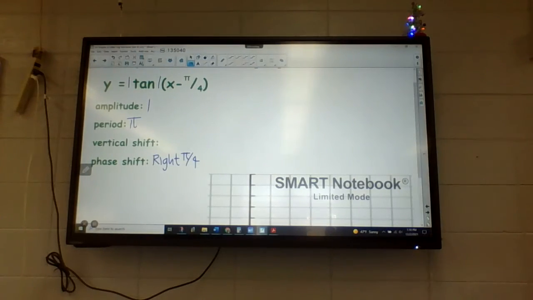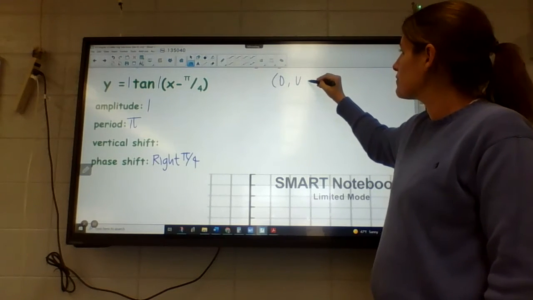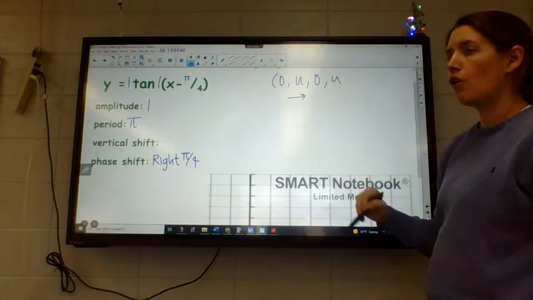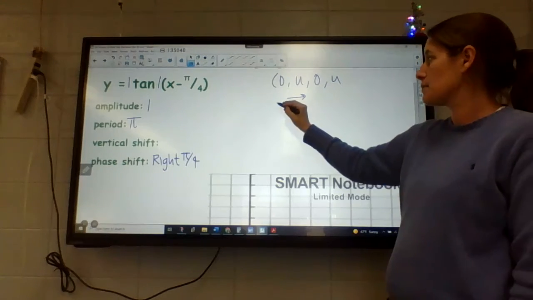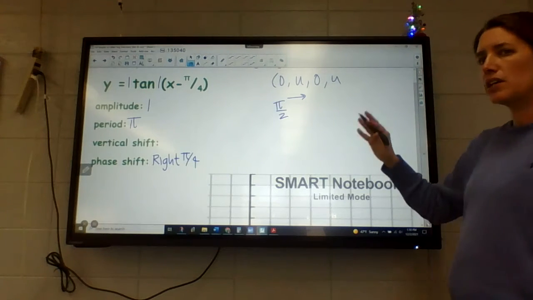Now tangent normally starts at 0 and goes undefined, 0, undefined. But that's going to be shifted over. Same thing with our asymptotes. Normally, we have an asymptote at pi over 2. It's going to move over.